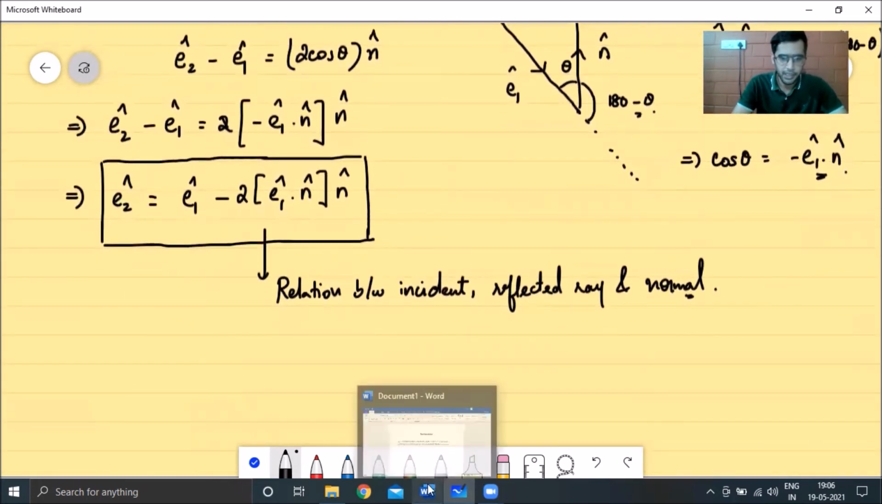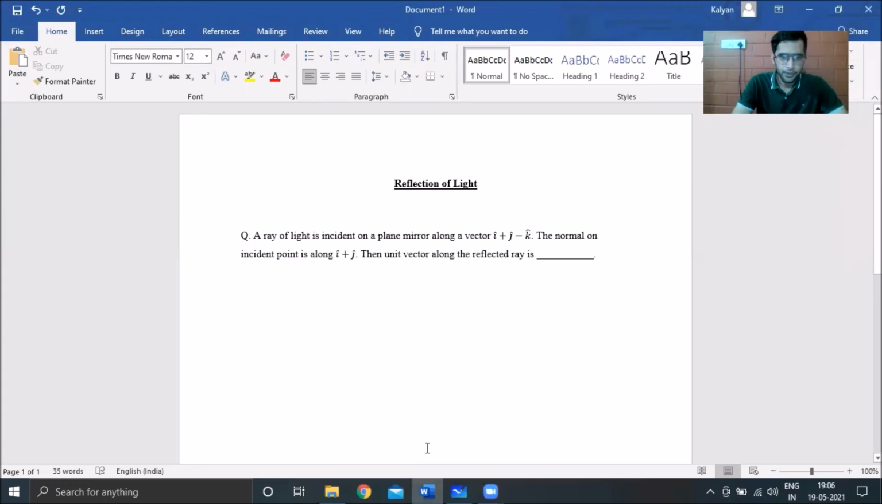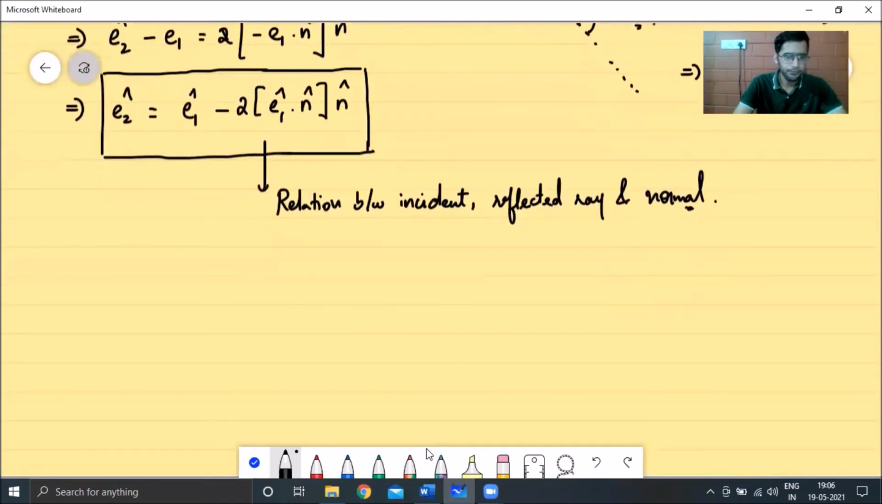So let's go back to that question again. In the question, we had a ray of light that was incident on a plane mirror along a vector i cap plus j cap minus k cap. So let me write that information down.